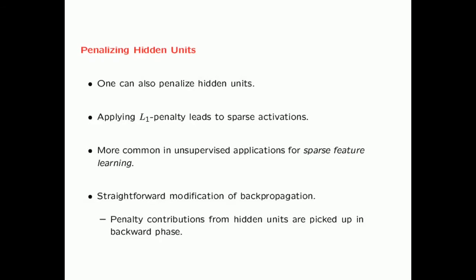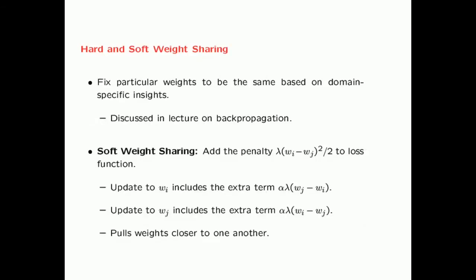Now, one can also penalize hidden units. Here we have just talked about weight regularization. Penalizing hidden units has other applications, especially in unsupervised settings. When you're using autoencoders, you can apply an L1 penalty. So you can have an autoencoder which is over-complete, in which the hidden layer has more units as compared to the number of inputs, and then you can apply an L1 penalty on the hidden layer. This type of model you can train using a straightforward modification of backpropagation. All that you have to do is that the penalty contribution of the hidden units is picked up during the backward phase, and the details are discussed in the book.